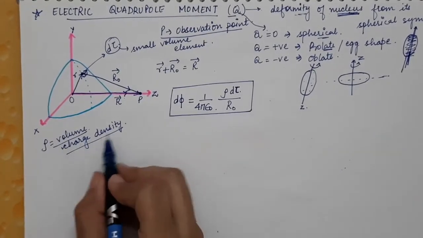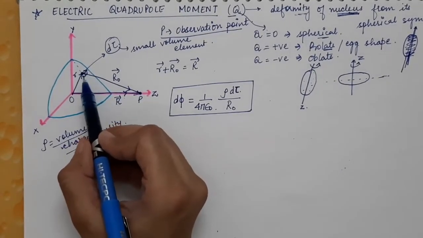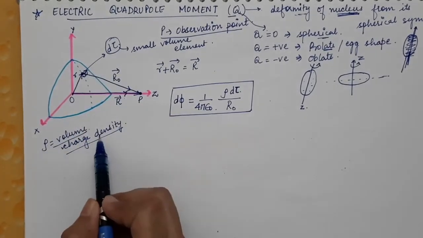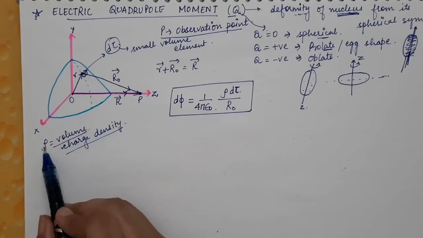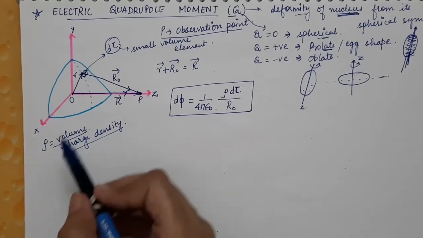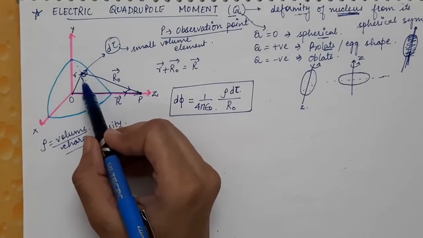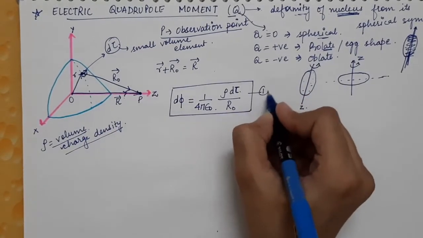So rho is the volume charge density. So the charge inside this small volume will be rho times d tau. That is, volume charge density is the charge which is present in a unit volume. So rho times d tau will give you the charge present in this small volume d tau. So this is given by the first equation.